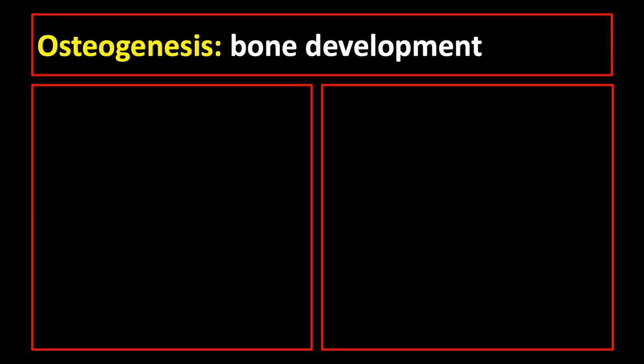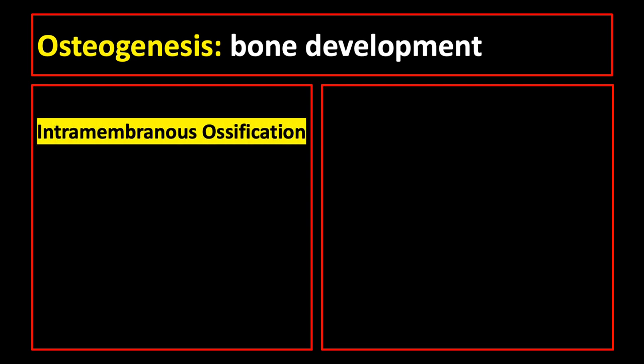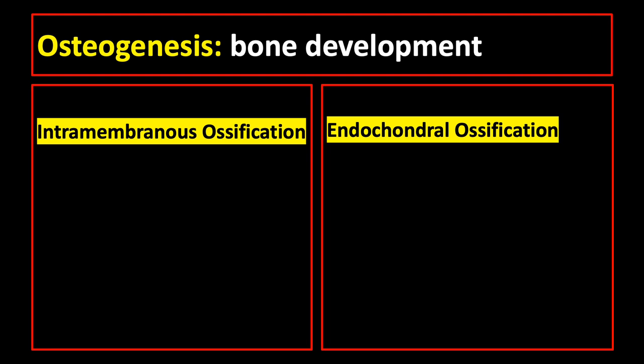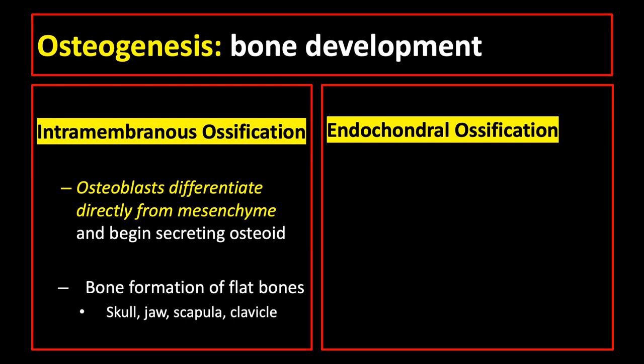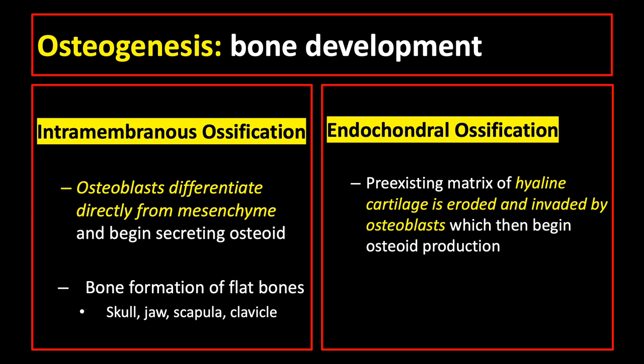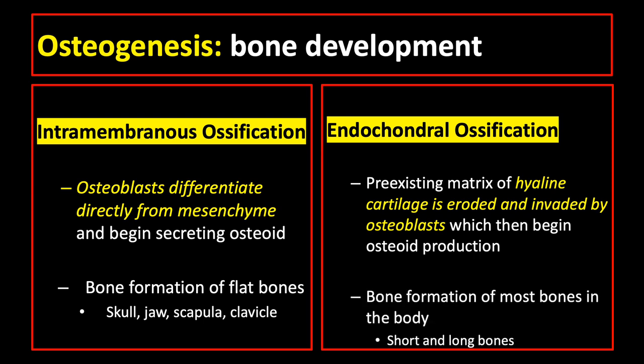And now let us discuss how the bones are being formed. Bone development or osteogenesis occurs by one of the two processes, intramembranous ossification and endochondral ossification. In intramembranous ossification, osteoblasts differentiate directly from mesenchyme and begin secreting osteoid. Examples of bones that are formed through intramembranous ossification are flat bones like skull, jaw, scapula, and clavicle. On the other hand, in endochondral ossification, there is pre-existing matrix of hyaline cartilage that is eroded and invaded by osteoblasts, which then begin osteoid production. And this is the bone formation of most bones in the body.